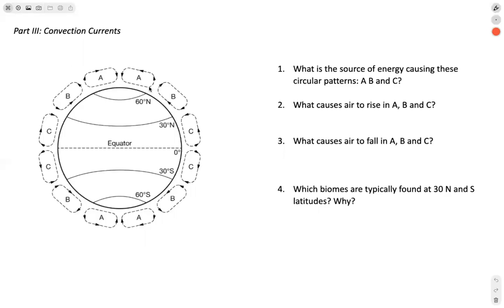All right, well, let's back up. What's happening right here? We're going up. What is that arrow representing? Hot air rising? Hot air rising. What makes the air hot? The sun. Yes. So our source of energy causing these patterns is solar radiation. It's the sun.